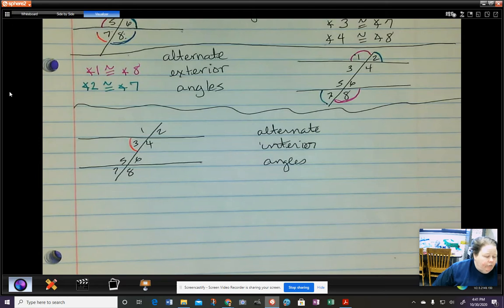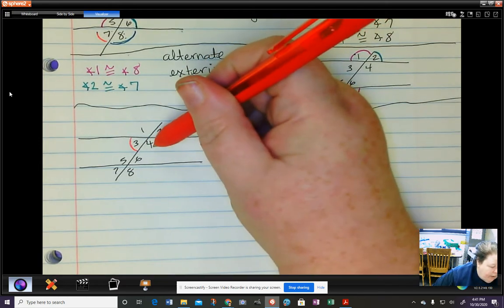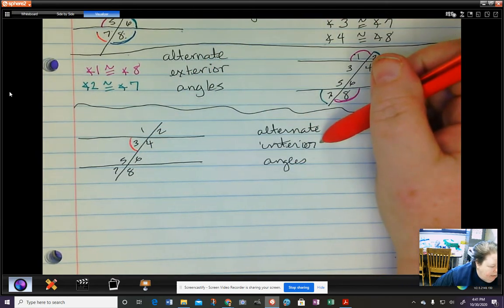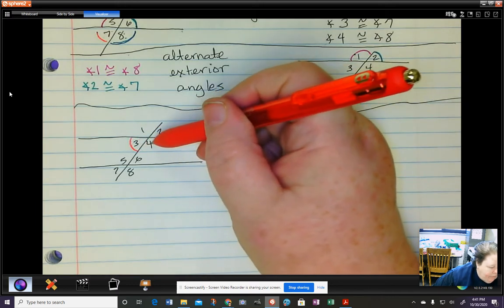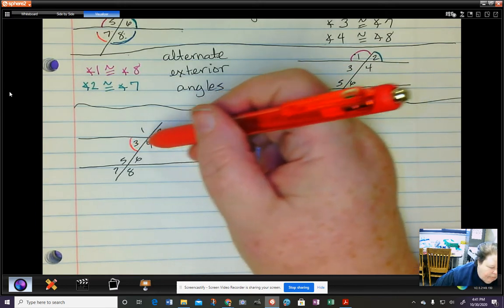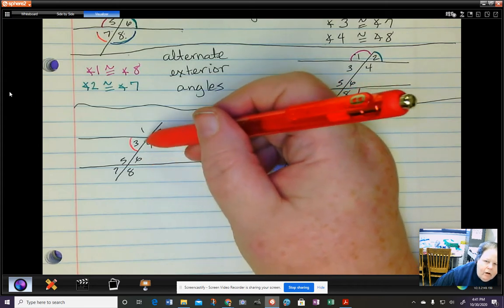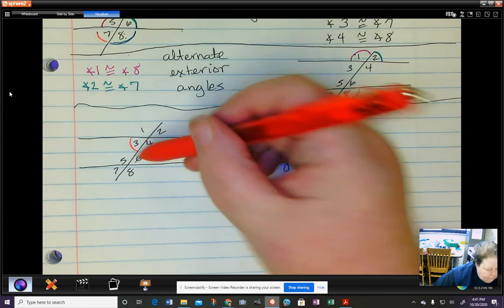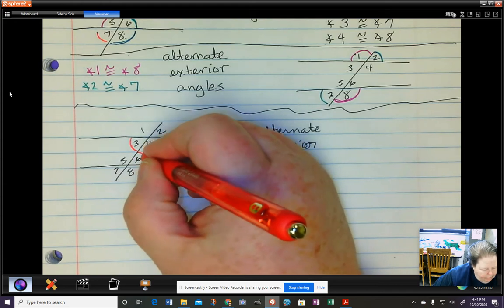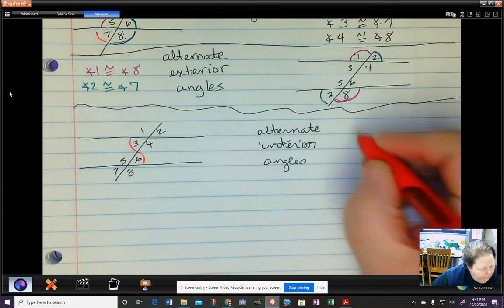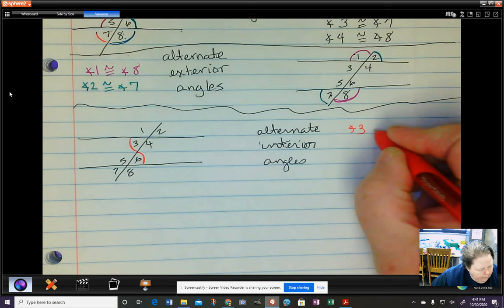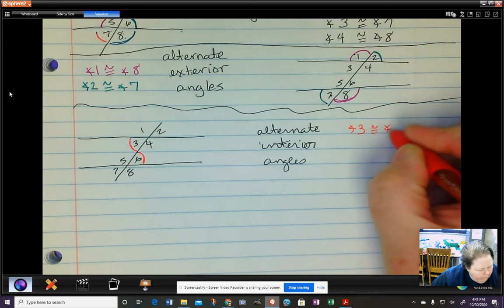I want the alternate, so I want to go on the other side, and I want to be on the interior. Other side, interior. Well, 3 and 4 are not the same, but 3 and 6 are, because they are alternate interior angles. So angle 3 is congruent to angle 6.